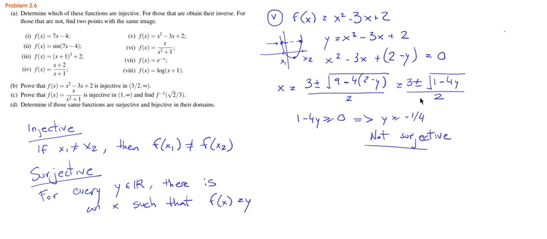But it's also not injective, because even in the range of the function, if y is positive, for instance, you will have two different values of x. For instance, if y equals 0, you have x equal to 3 plus minus 1 over 2, which means that there are two values: 2 and 1. Both of them map to 0. These are actually the points where the parabola cuts the x-axis. So, not injective.